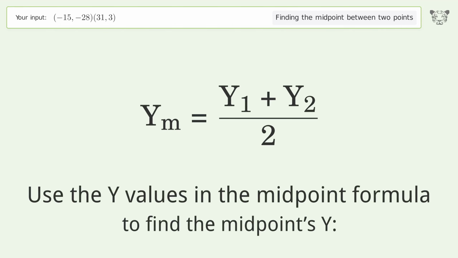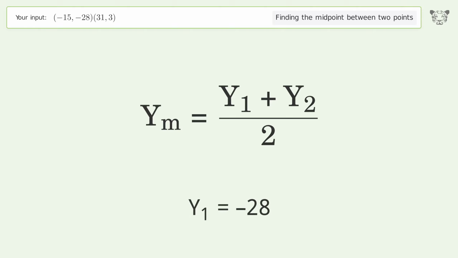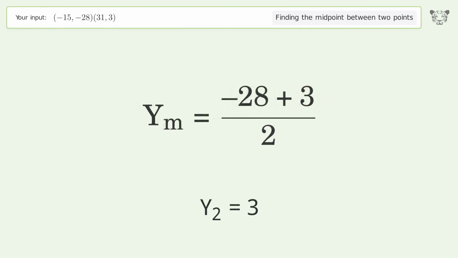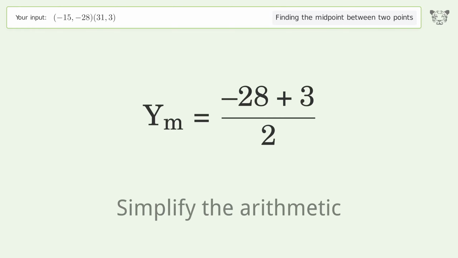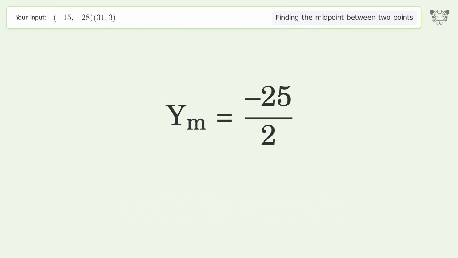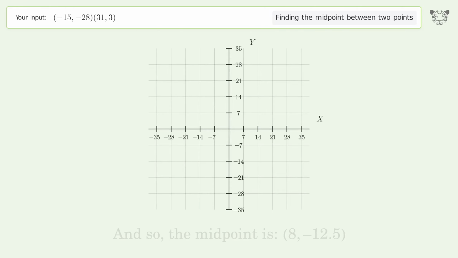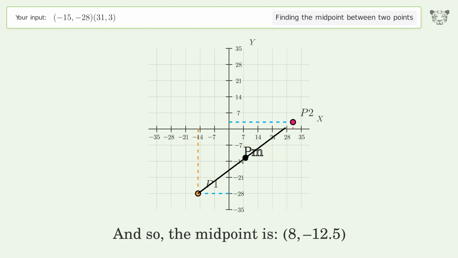Use the y values in the midpoint formula to find the midpoints y. y1 equals negative 28. y2 equals 3. Simplify the arithmetic. And so, the midpoint is 8, negative 12.5.